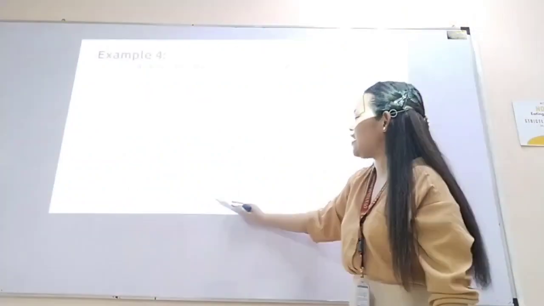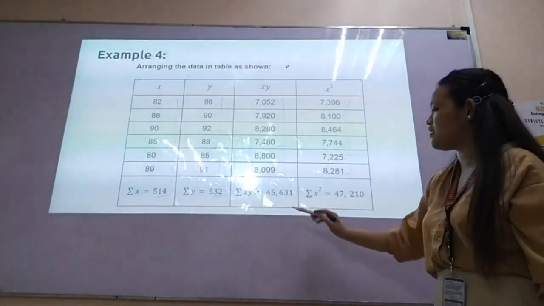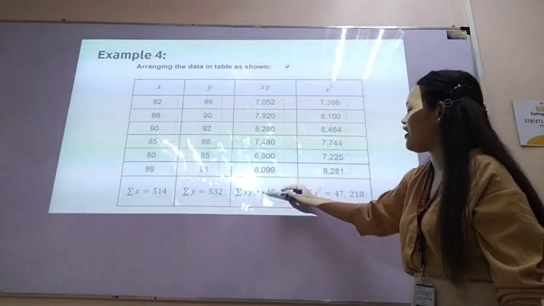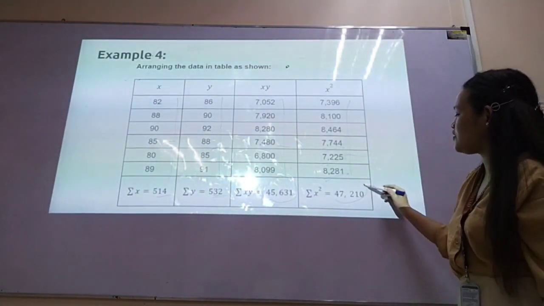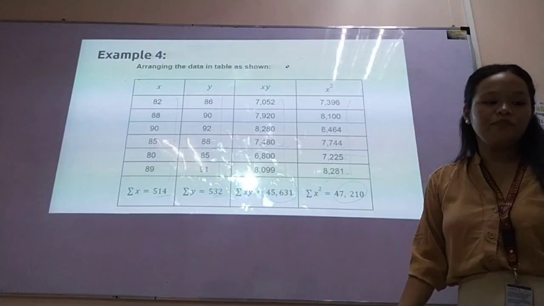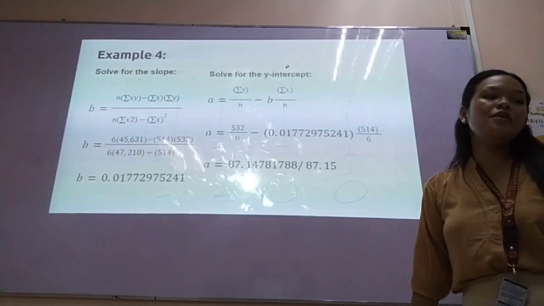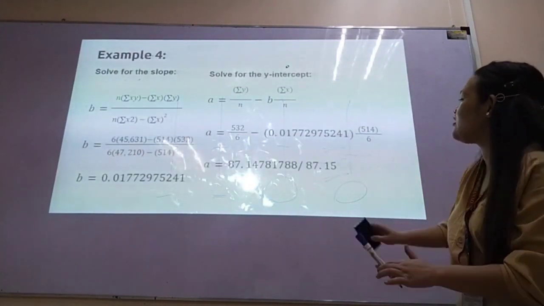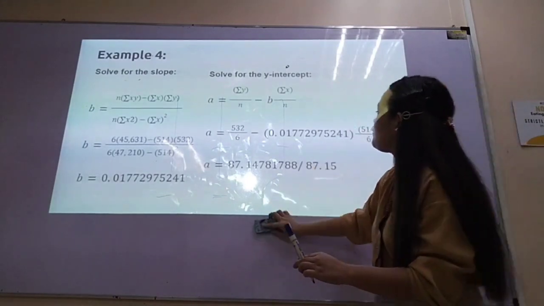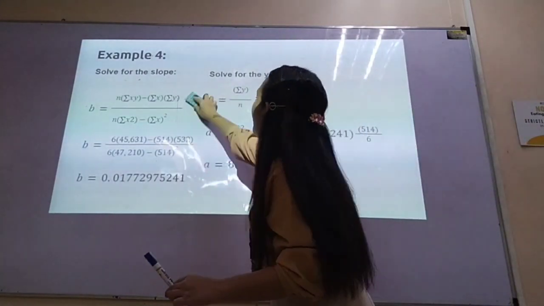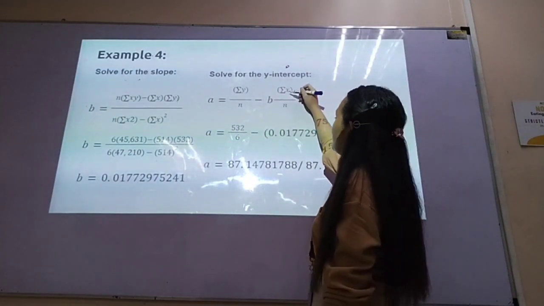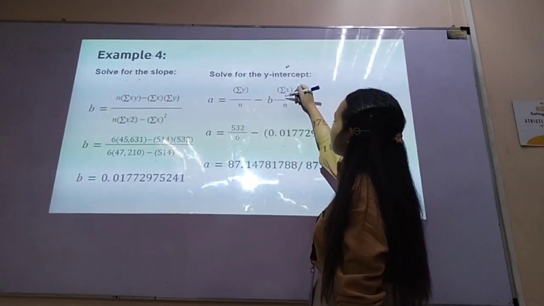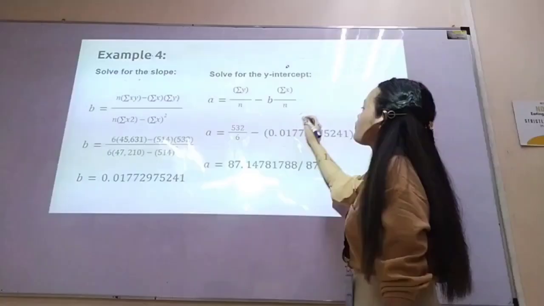And the summation of y is equals to 532. The summation of xy is equals to 45,631. And the summation of x squared is equals to 42,210. Now we're going to solve for the slope. As I have said earlier, I'm going to use the second formula, which is a is equals to the summation of y over n minus b multiplied by the summation of x over n.